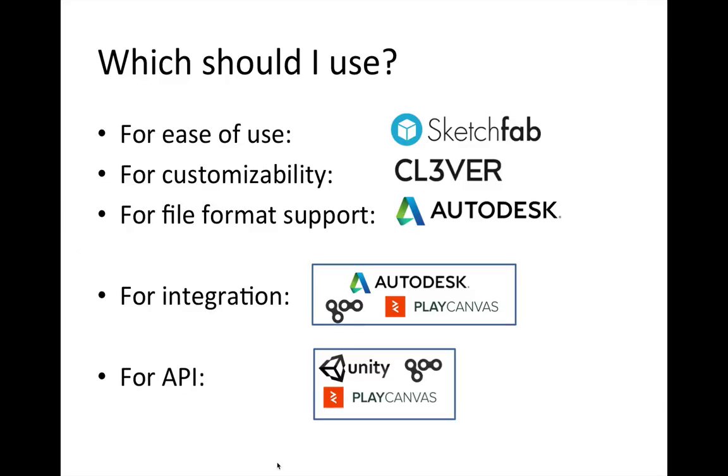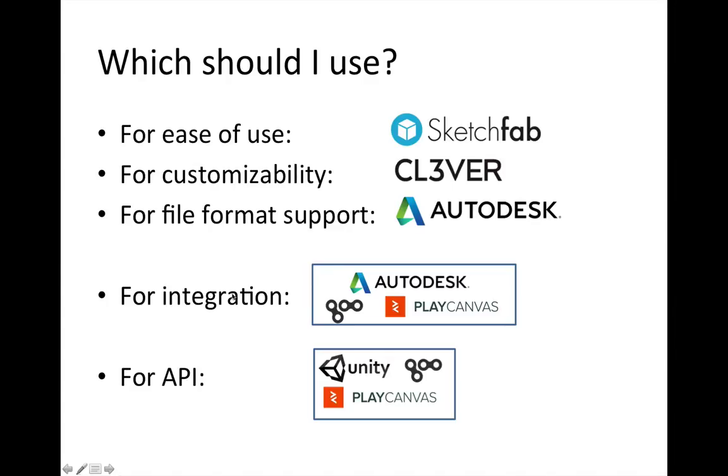My summary is, for people getting started, if you want the easiest possible to use, go with Sketchfab. Cheap and cheerful, very quick, but perfectly effective. For the customizability, definitely Clever. You saw how you could construct a presentation completely without an API. For file format support, other than FBX and OBJ, the Autodesk API is the best, particularly because it doesn't just give you meshes and textures, it gives you all of that detailed design information as well.